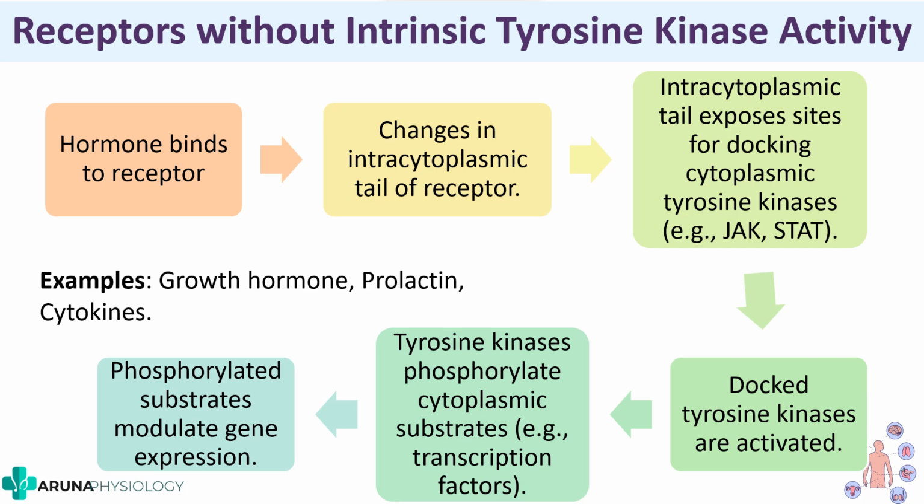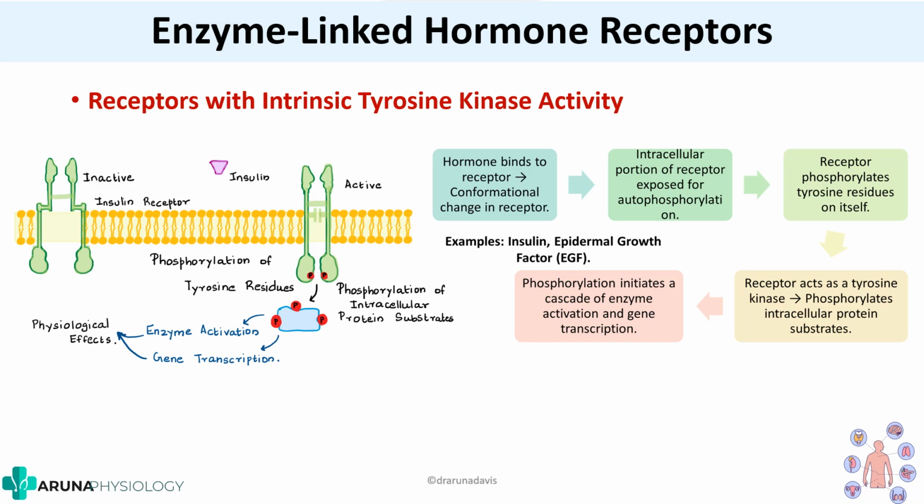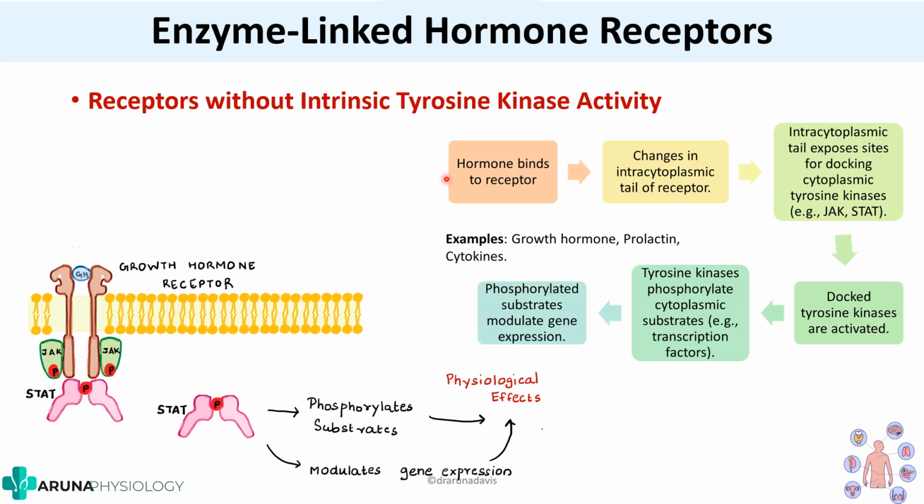So thus we have seen the enzyme linked hormone receptors. We have seen how the receptors with intrinsic tyrosine kinase activity work with examples, and also receptors without intrinsic tyrosine kinase activity with examples. So I hope this concept is clear now.